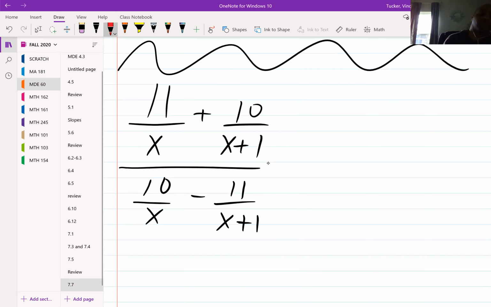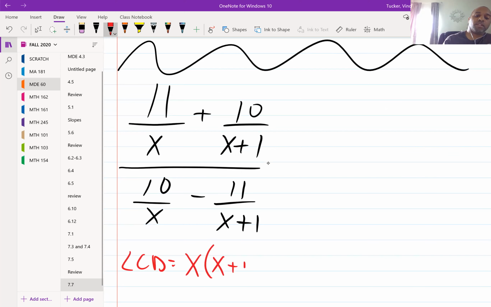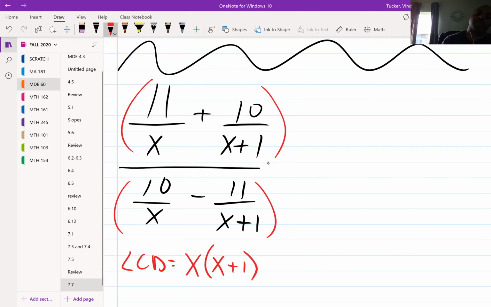Close. What are the different denominators that you see? I see an x and an x plus 1 in the other one. Right. So the different denominators that you see is what will make up the LCD. That goes back to 7.5. All right. So I'll multiply each numerator by x times x plus 1.